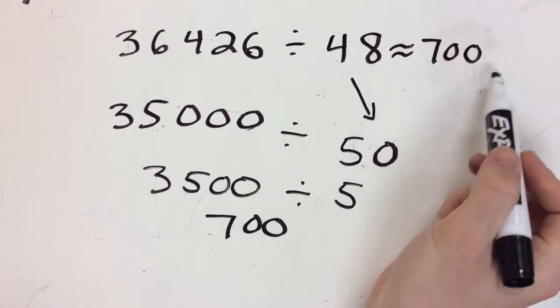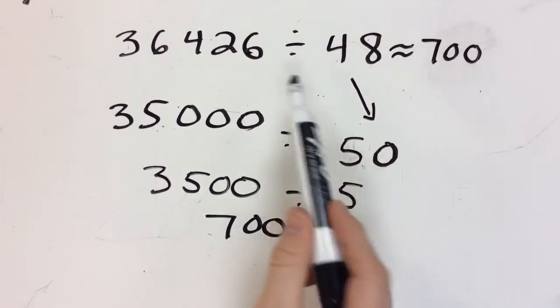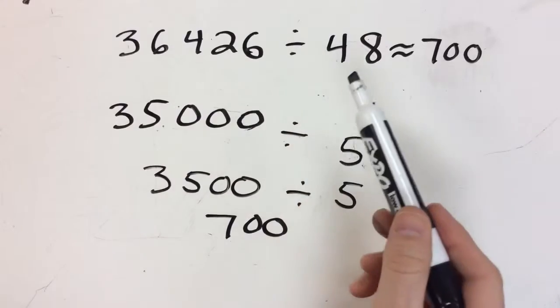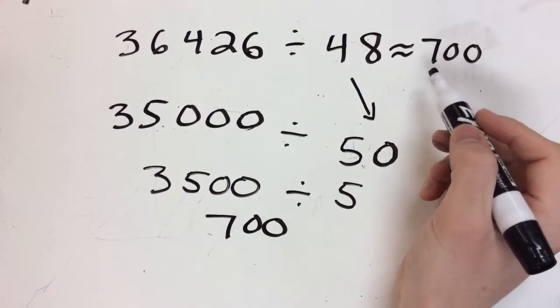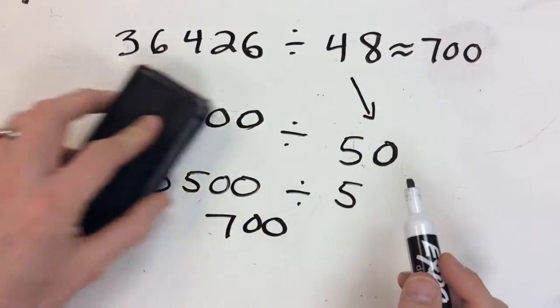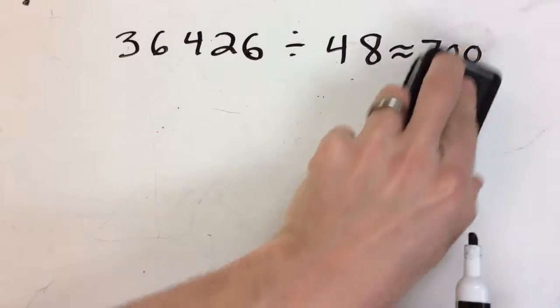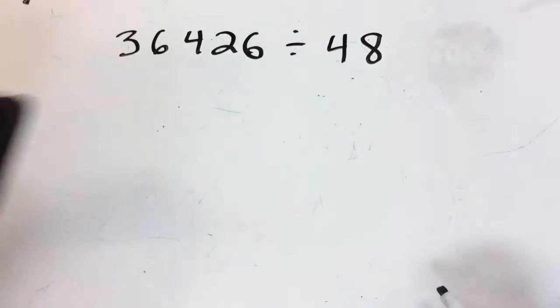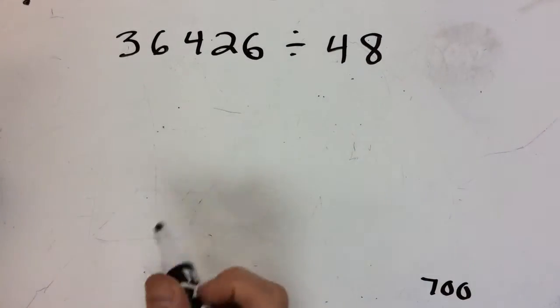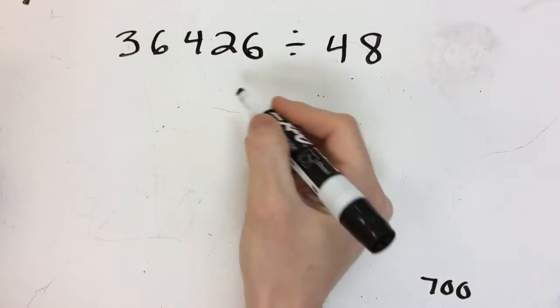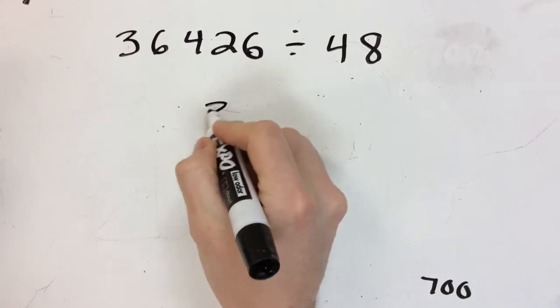Now the goal is to use that estimate to help us find the exact answer using the standard algorithm. Alright, I'm going to keep track of my estimate, but now I want to find the exact answer. I'll rewrite the estimate down here so we don't forget it. Now, in order to find the exact answer, we're going to set up.